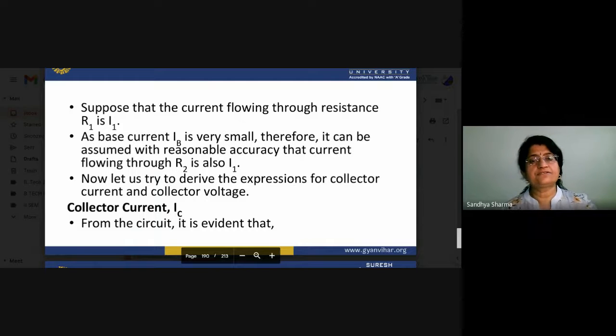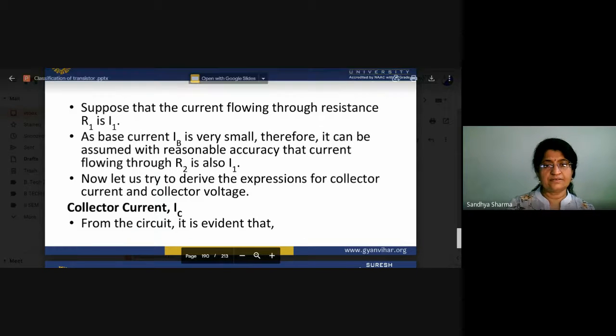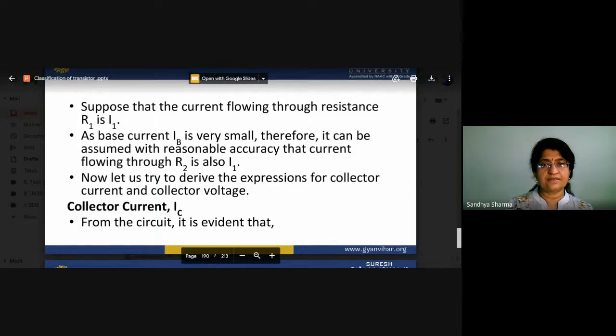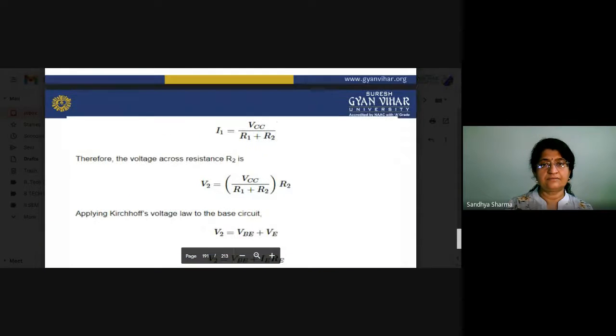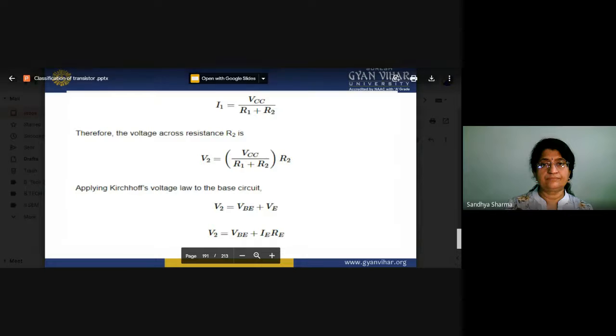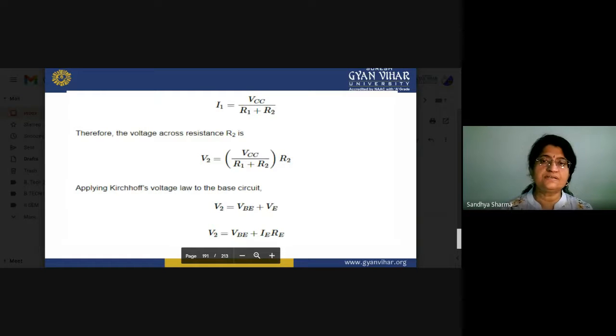So now let us try to derive the expressions for collector current and collector voltage. What about the collector current IC from the circuit? It is clear that I1 is equal to VCC by R1 plus R2, and you can calculate the value of V2 with the help of this one. So now by Kirchhoff's voltage law, V2 is equal to VB plus VE, and V2 is equal to VBE plus IERE.